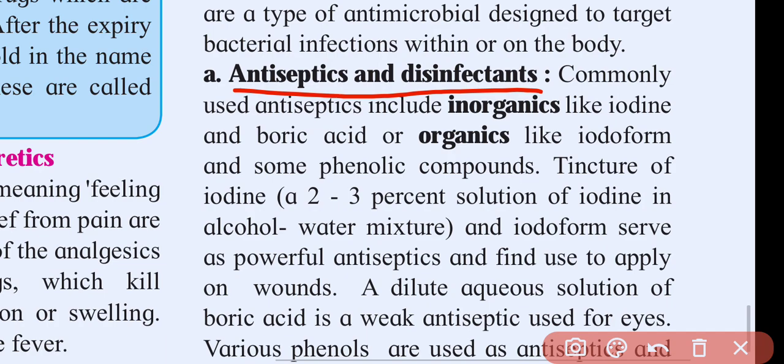Now sometimes you are asked to give the difference between antiseptics and disinfectants. Antiseptics are applied on the surface of living tissue in order to sterilize them, but disinfectants are applied on non-living surfaces like floors, instruments, sanitary ware, etc. to kill a wide range of microorganisms. This is the first point of difference. Now see the second point. Antiseptics can be directly applied on wounds, but disinfectants cannot be applied on wounds.